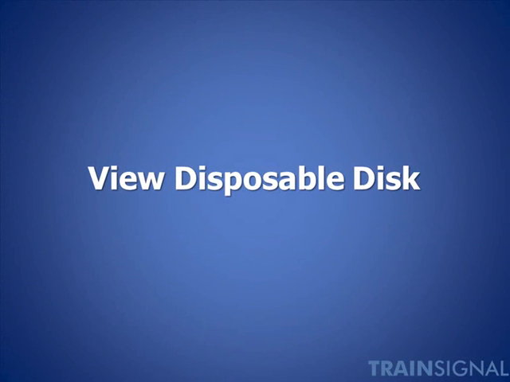Now let's take a look at the View Disposable Disk. This is a disk that View adds into a virtual machine in order to reduce the growth of the linked clone disk by redirecting temporary files so they can easily be removed.